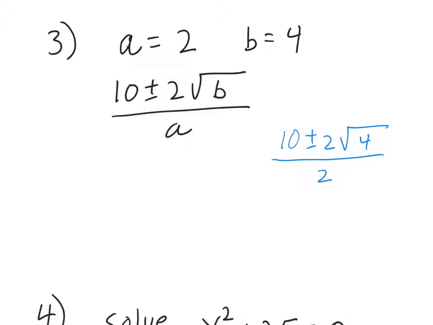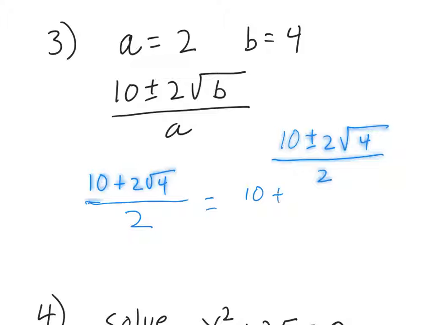Let's do the positive first. So we'll do 10 plus 2 times the square root of 4, now it's going to be over 2. And that equals 10 plus 2 times 2 over 2, which is going to be 10 plus 4 over 2, which is 14 over 2, which is 7.